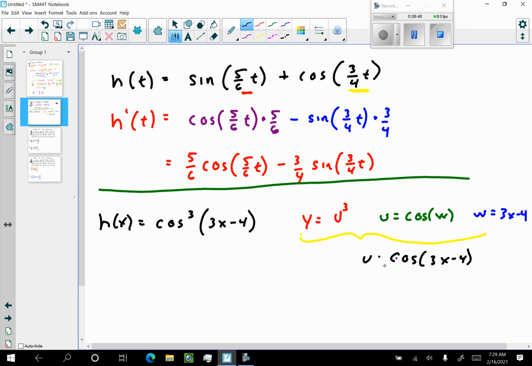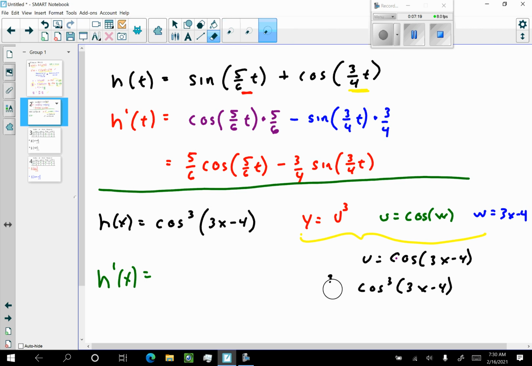This is u. And what's u cubed? U cubed then is going to be cosine cubed of 3x minus 4. And that is indeed what I started with, cosine cubed of 3x minus 4. So that's just to verify that this decomposition was correct. Now I'm going to use the chain rule because my objective here, this is a calculus class, is to find h prime.